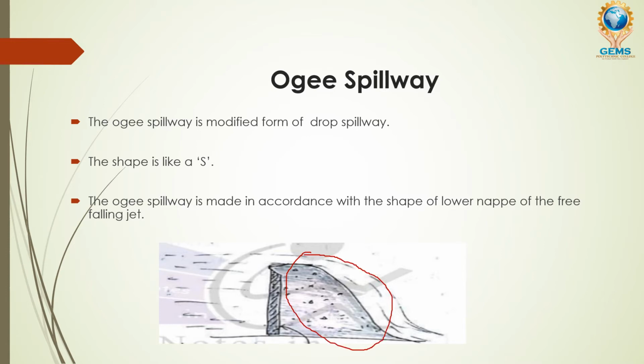The water will flow through this from the crust portion, and then it falls freely on the downstream portion without any damage-causing effect on the dam. The ogee spillway is made in accordance with the shape of the lower nappe of the free falling jet. What I was saying before, the water will freely flow on the lower nappe. Lower nappe means the slope portion. This slope portion is known as the lower nappe, and the free falling jet will directly flow to the downstream portion.